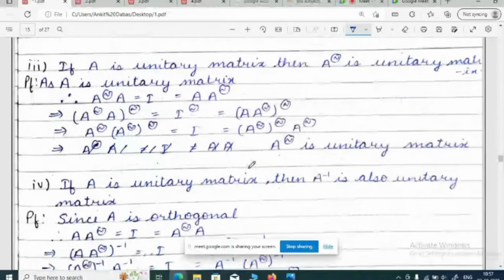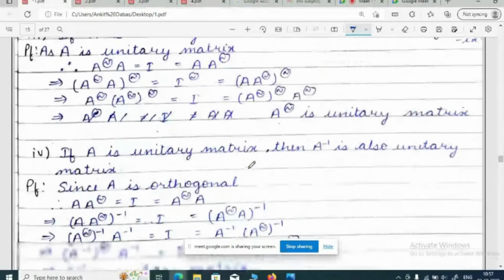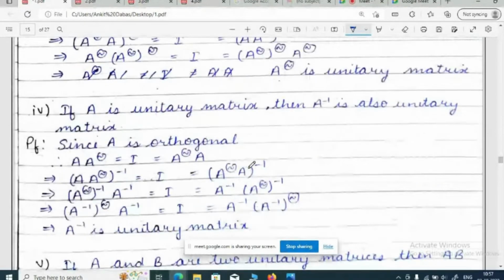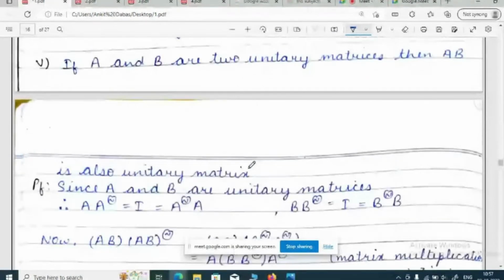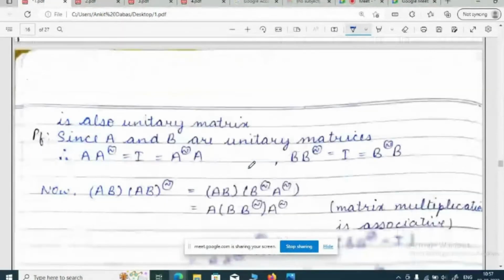If A is unitary, then A tranjugate is unitary. If A is unitary, then A inverse is also a unitary matrix. If A and B are two unitary matrices, then AB is also a unitary matrix.